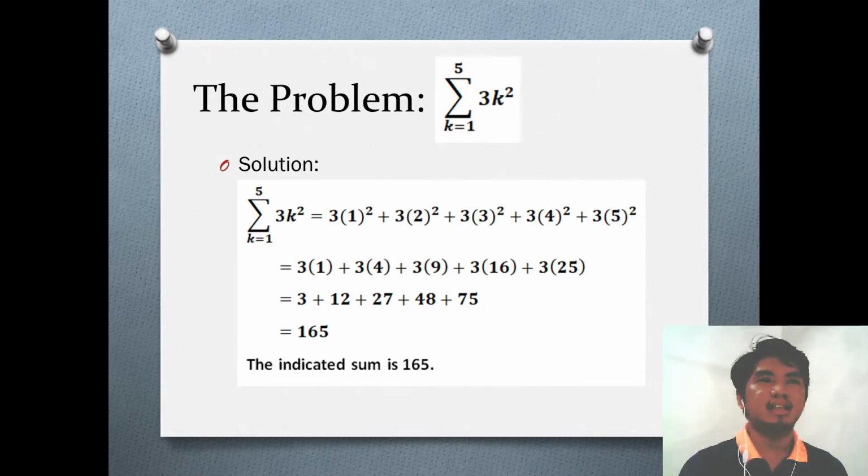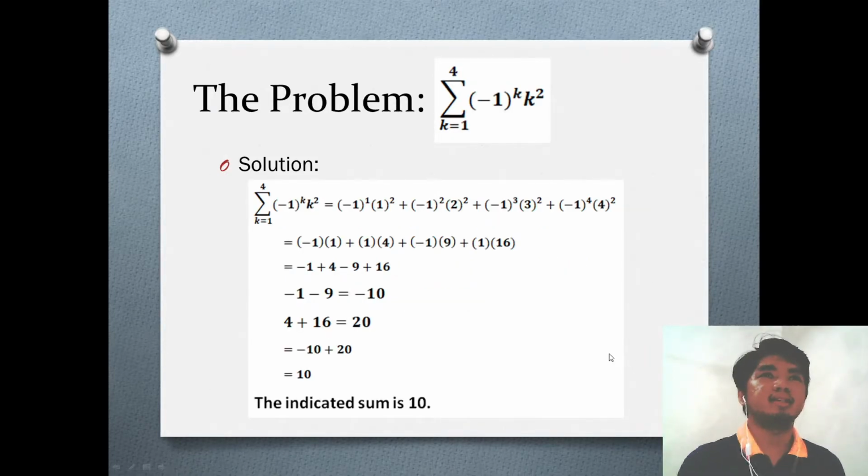And so the next step, we're gonna multiply the constant by the value of k. So 3 times 1 equals 3, plus 3 times 4 is 12, 3 times 9 is 27, 3 times 16 is 48, and 3 times 25 is 75. So we're gonna add all these numbers up again, and it will come up to 165. So the indicated sum of this problem is 165.